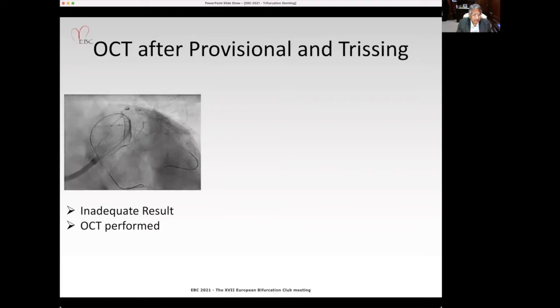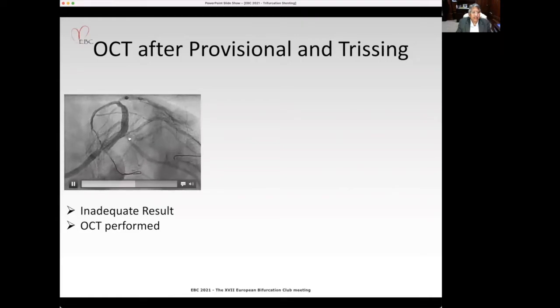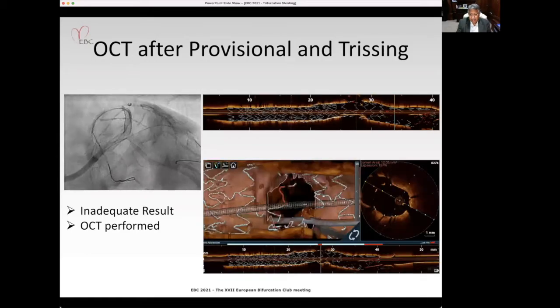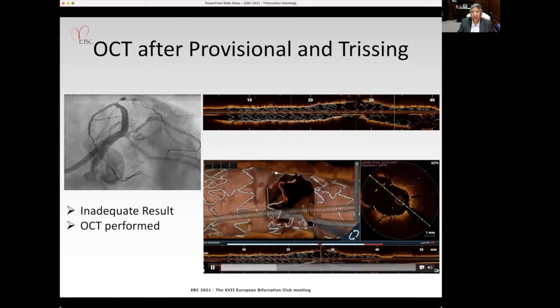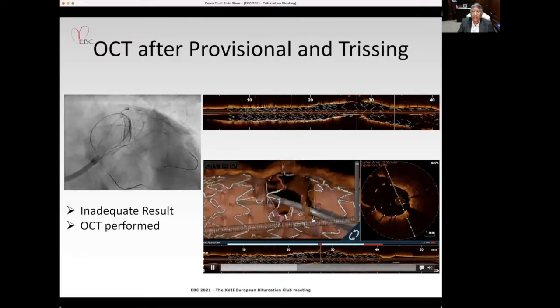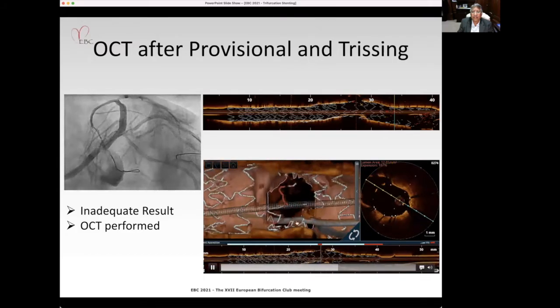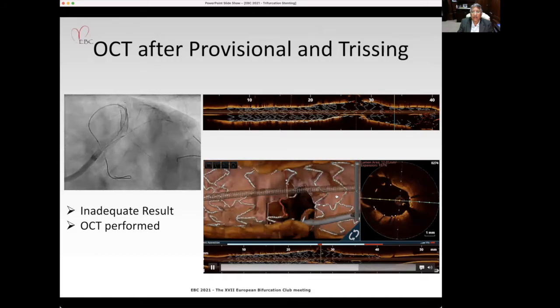But after this, we were not too happy with the result, as you can see over here. The lesion in the circumflex and the ramus remains. So we did an OCT at this point. And this is what the OCT showed. The 3D showed us there was a strut across the side branch ostia. Actually, you can see all the 3 wires here. The one wire going into the circumflex, the second wire going into the ramus, and this is the wire into the LAD.